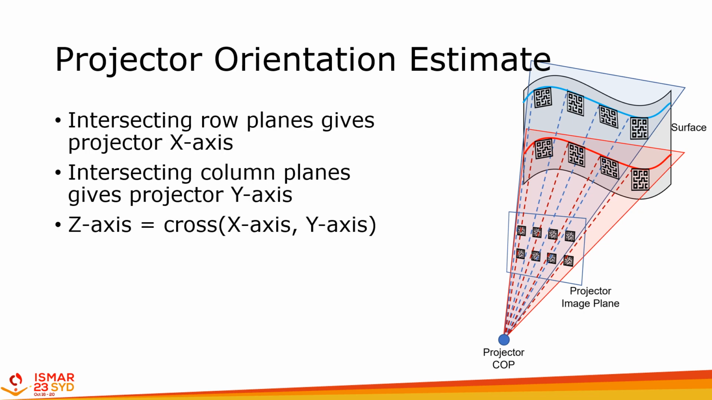Next, we intersect all the row planes, which gives us a line in 3D. The direction of this line corresponds to the projector's x-axis. Similarly, we intersect all the column planes to get a line whose direction is the projector's y-axis. And the cross product of the two gives us the projector's z-axis.